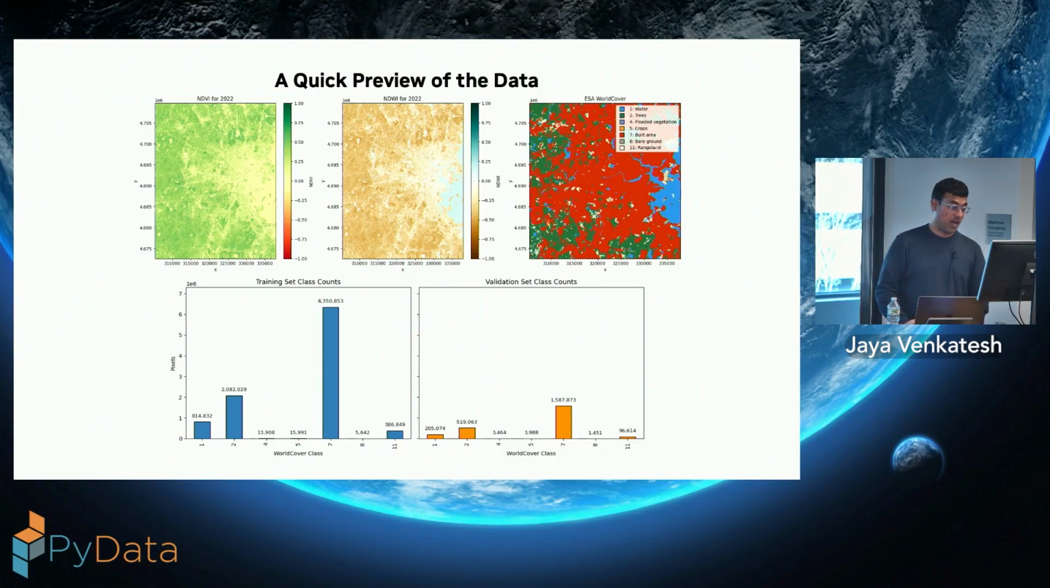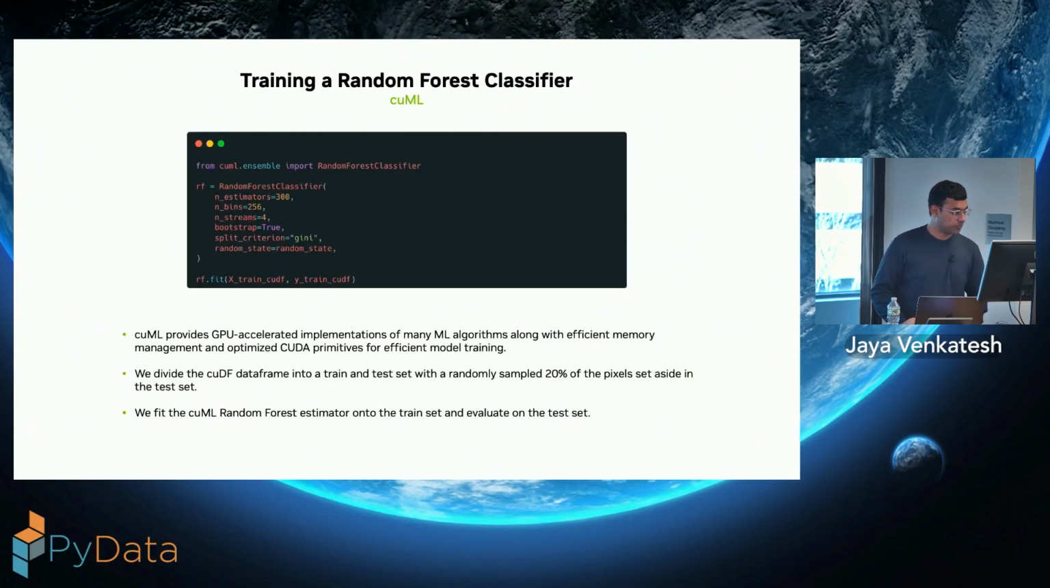But we see that there's a slight issue with this data: classes 4, 5, and 8, which you can see at the bottom, are not represented well at all. So you're looking at 6.3 million pixels for built area compared to 5,000 pixels for bare ground. That's kind of bad. We shouldn't have that, but based on the area we've chosen, that's just how it is for this data.